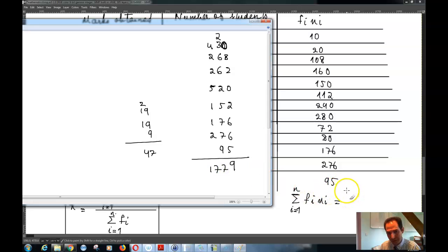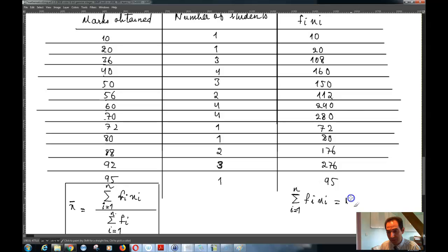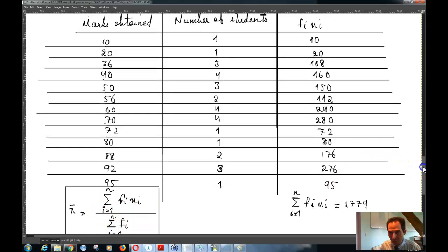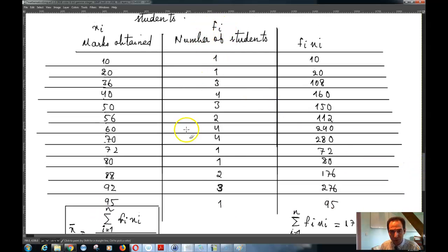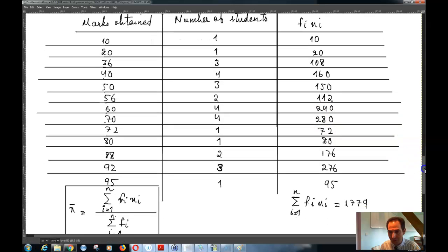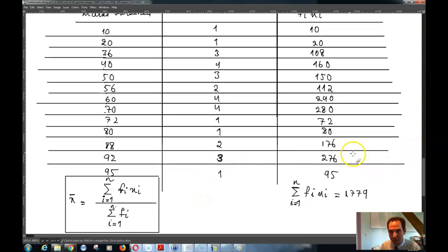1779. So all of these numbers added together would be 1779. Now one more thing that I need here is sigma f of i. So f of i was basically the frequency of all of those observations.